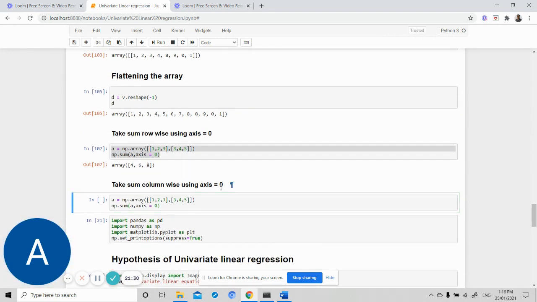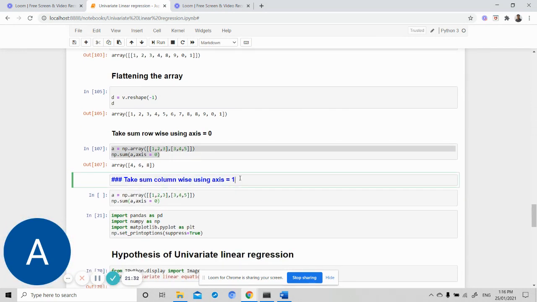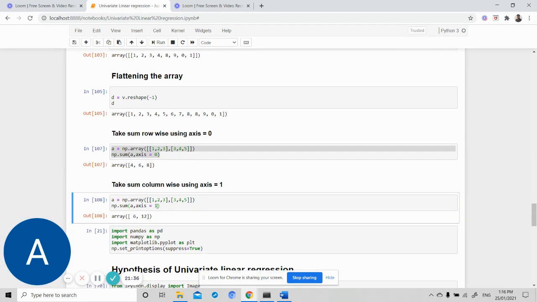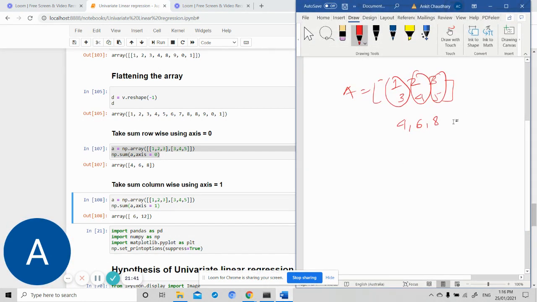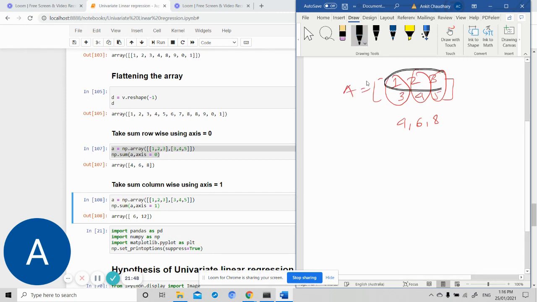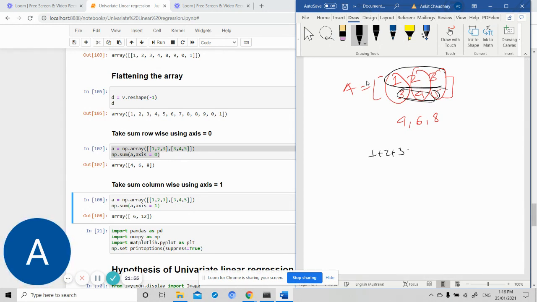Likewise, axis equals 1. This does column wise addition, which means this and this, which means 1 plus 2 plus 3, which is equals to 6, and 3 plus 4 plus 5, which is equals to 12.